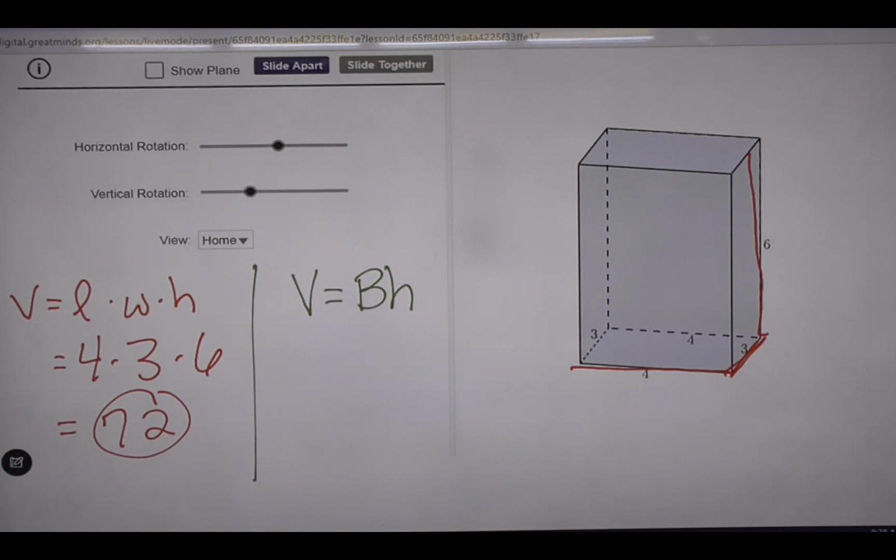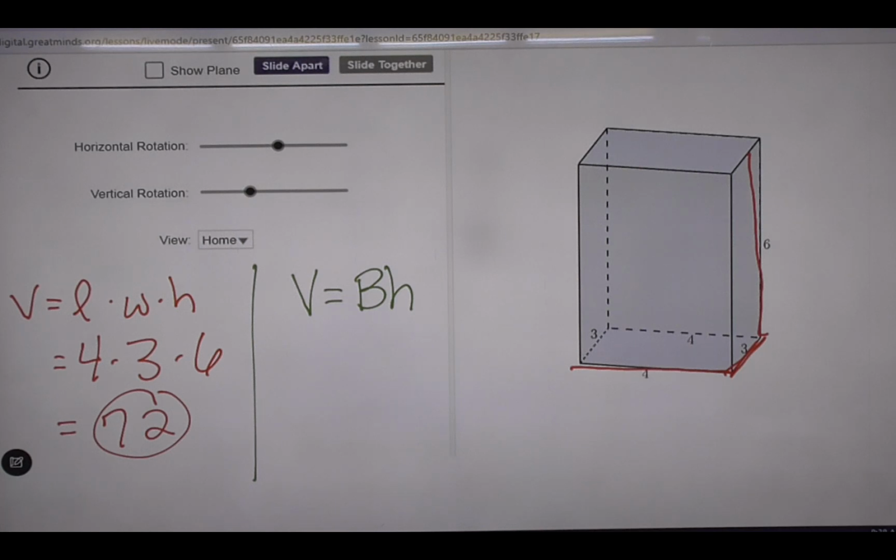We got volume is equal to a capital B times a lowercase h. What do you think this means? What do you think the V stands for? Volume. What do you think the H stands for? Height. What do you think the capital B stands for? Not just base, but the area of the base.